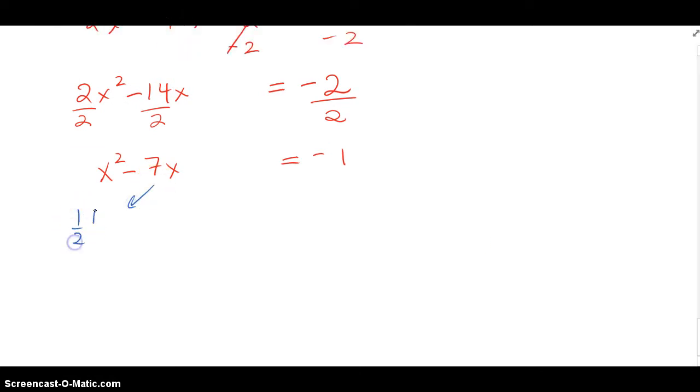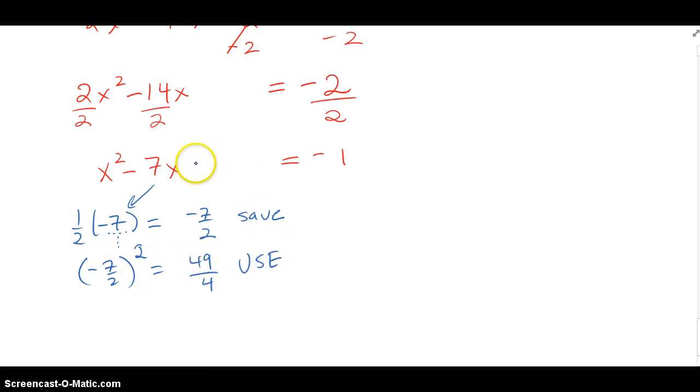Take half of the coefficient of x, which is -7. That's just going to be multiplying across, -7 halves. You're going to save this guy. Then you're going to take -7 halves and square it. When you square it, you get a 49 on top and a 4 in the bottom, and you're going to use this. So add 49 over 4 to both sides.